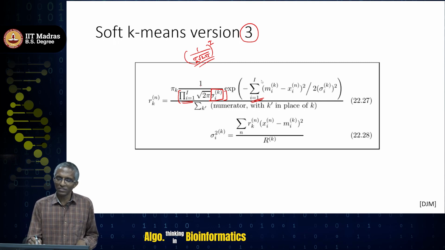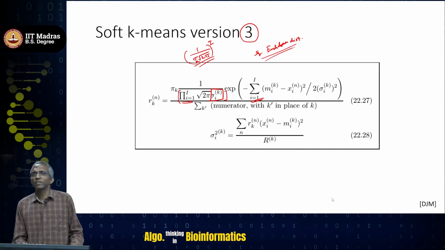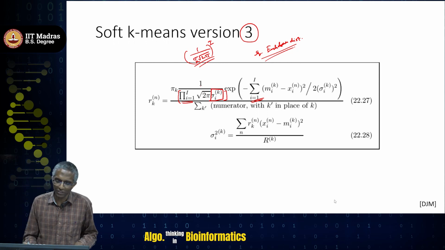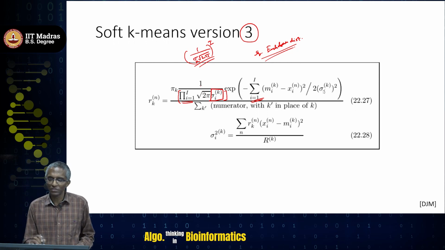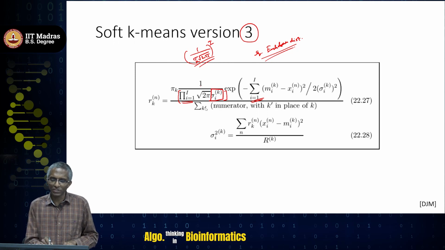Okay. Previously it was the Euclidean distance or squared Euclidean distance, in version 2, but now we are in version 3, and this kind of distance is called a Mahalanobis distance. We won't get into it in detail, but just wanted to say that this is also some form of a squared distance measure. Okay. And then the denominator is going to be exactly the same as the numerator, but with a sum over k prime and k replaced with k prime.